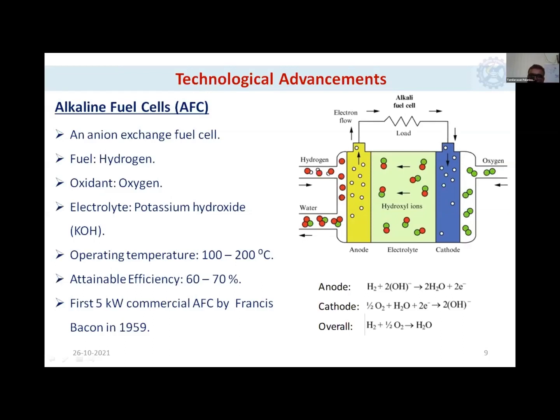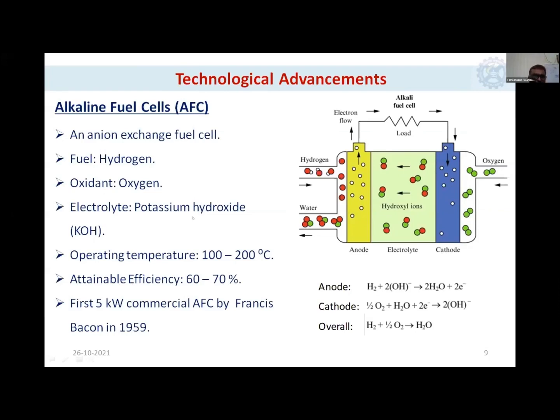At the anode, the catalyst splits hydrogen into a proton and electron. The proton reacts with the hydroxyl anion to produce water, and the electrons go all the way through the outer circuit, through the load, and reach the cathode. In the cathode, these electrons are used once again to produce hydroxyl anions. So this is the overall reaction mechanism here.